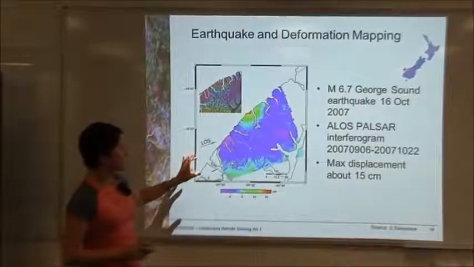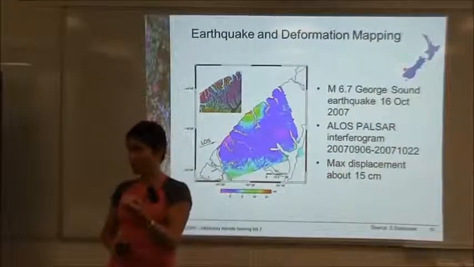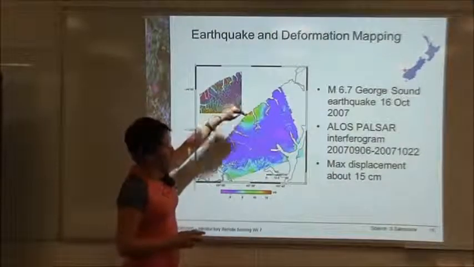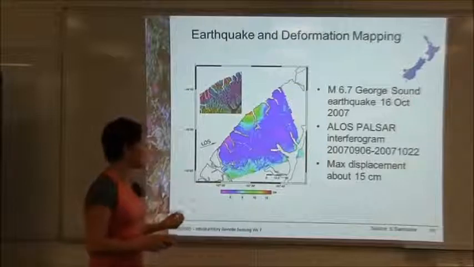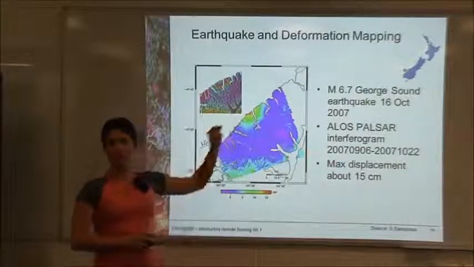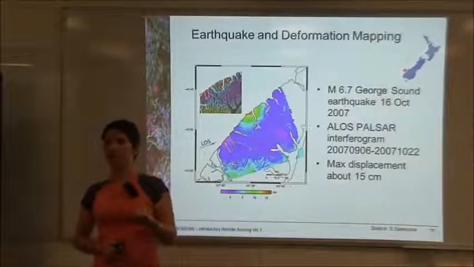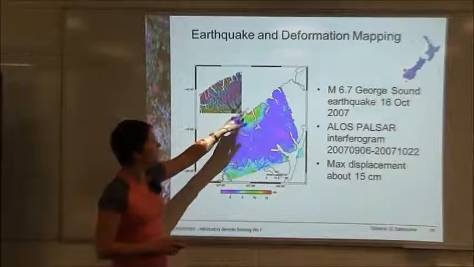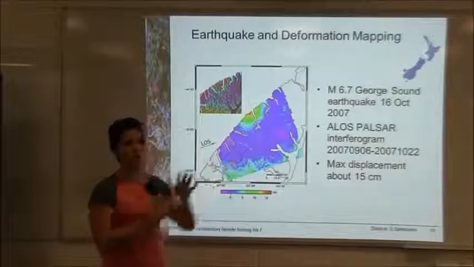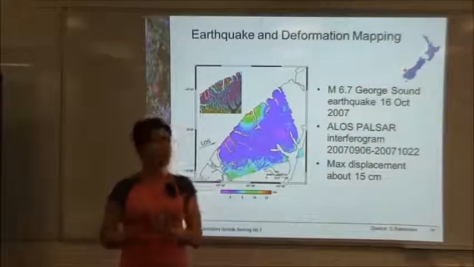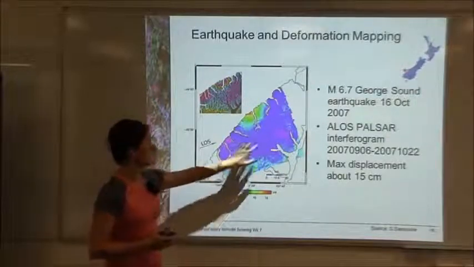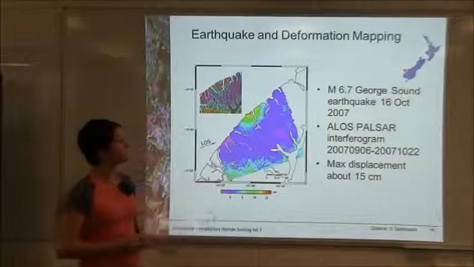But what you can actually see is the level of deformation in the land. The point here is closest to the epicenter of the earthquake. We had about 15 centimeters of uplift in that particular region of Fiordland in New Zealand. And then of course as it went further and further away from the epicenter of the earthquake, the less deformation that was seen, all the way down to sort of nothing around these areas.